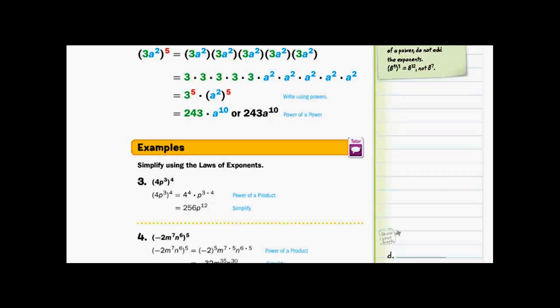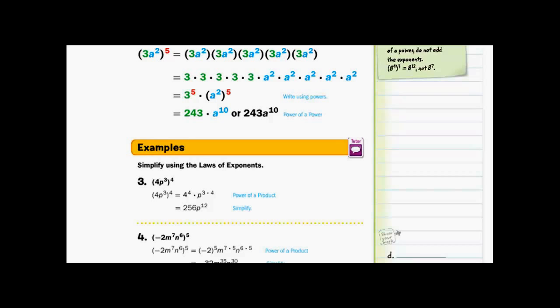Under the examples, 4p cubed raised to the 4th power. So you need 4 to the 4th power and p cubed to the 4th power. It might help if you almost think of this like distributive property. Like 4 goes to this 4. 4 to the 4th. And we've got p cubed to the 4th. So we're multiplying exponents. So 4 times 4 is 16, times 4 is 64, times 4, 256. Multiplying exponents, p to the 12th. Example 4 here.